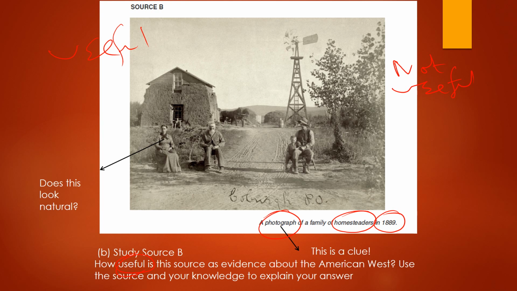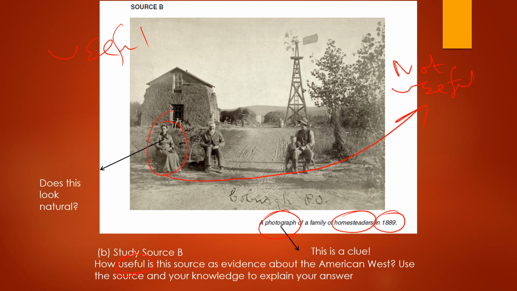Now let's look at the photo. I absolutely love looking at the sources because they do reveal a lot. Remember, the key really with the source is say whatever you can see and back it up. There's going to be plenty of points, but what they want to see is you explaining it. First question, does this look natural? They're sat on chairs facing somebody with a camera. Does that look like day to day? Probably not. Therefore, it doesn't look natural. I'm going to say it's not that useful in telling us about the American West.